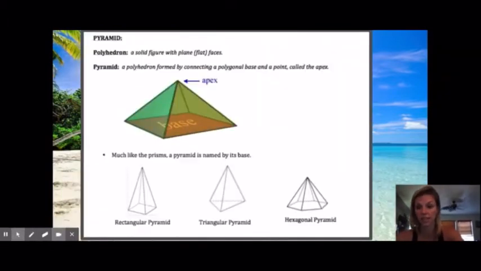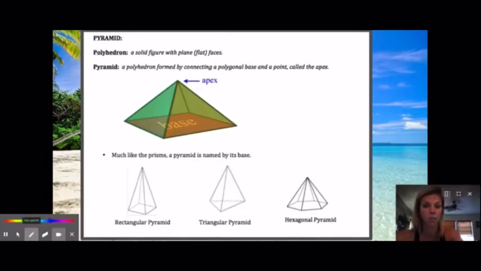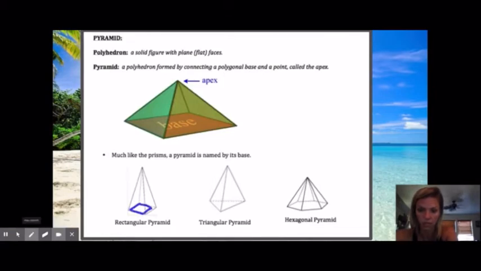So just to define that out, a pyramid has a polygon base, like we said, except this time it goes to a point. They're named just like a prism. So in this one, it's a rectangular pyramid because the bottom here is a rectangle. And again, it goes to a point. Each of these, if I draw rectangles on the inside, they're just getting smaller as they go.